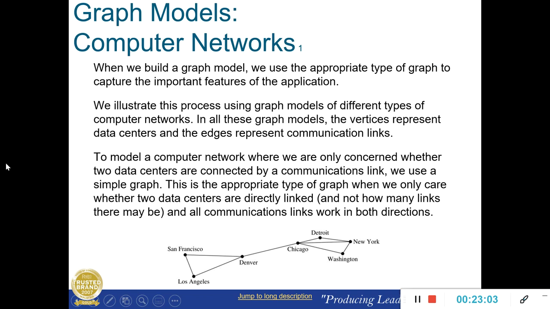To model, if we are only concerned with whether two data centers are connected by a communication link, we use a simple graph. So if you only want to know whether San Francisco and Denver have a connection, you use a simple undirected graph. I want to know only whether they have a link or not. So each pair, San Francisco and Denver, one edge; San Francisco and Los Angeles, one edge; Los Angeles and Denver, one edge, and so on. All of these are one edge each. So we can call this a simple graph. You can see here there are no multiple edges, okay? San Francisco to Denver, one edge; Denver to Chicago, one edge, and so on. So this is a simple graph.